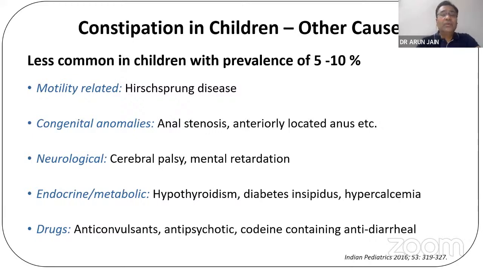So again, the causes: 90% is functional constipation, 5 to 10% are other causes. They are Hirschsprung disease, congenital anomalies, anal stenosis, anteriorly located anus, cerebral palsy or mental retardation. It can be because of endocrine or metabolic disorders like hypothyroidism, diabetes, hypercalcemia, or drugs like anticonvulsants, antipsychotics, and codeine-containing antidiarrheals.